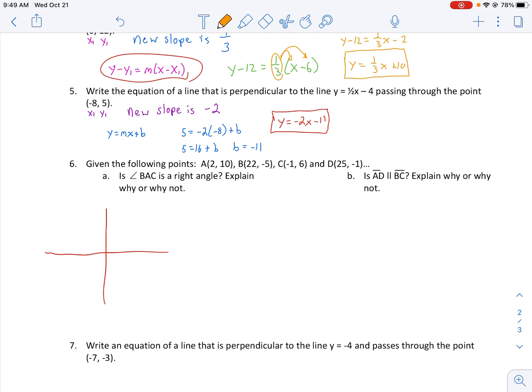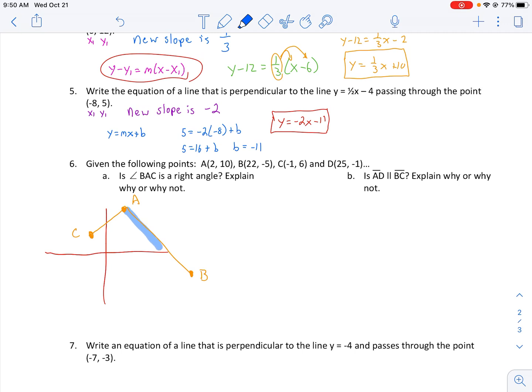So A is at (2, 10). I'm just going to estimate 2 to the right, up 10. So point A is right there. Point B is at (22, -5), which would be somewhere around here. I don't need it to be exact. And then point C is at (-1, 6), which would be somewhere around here. And we want to know if BAC, this angle right here, is a right angle.